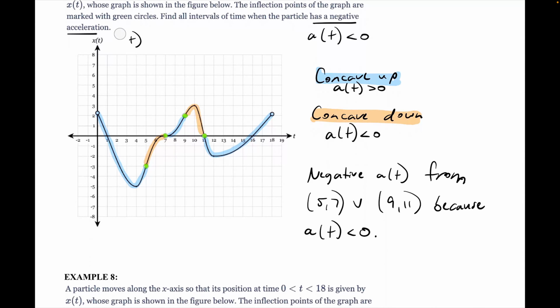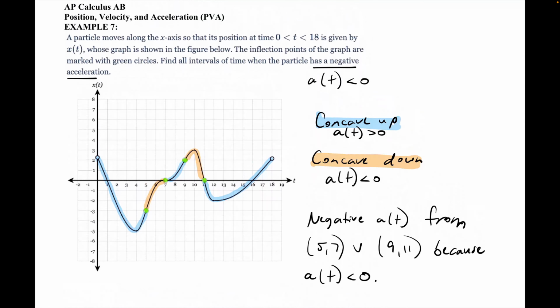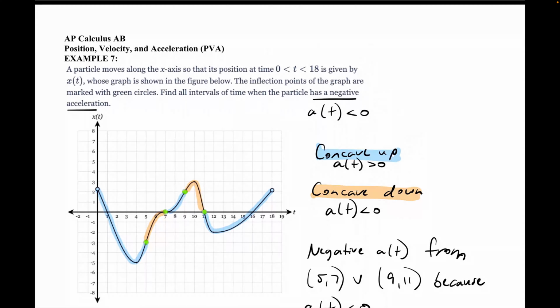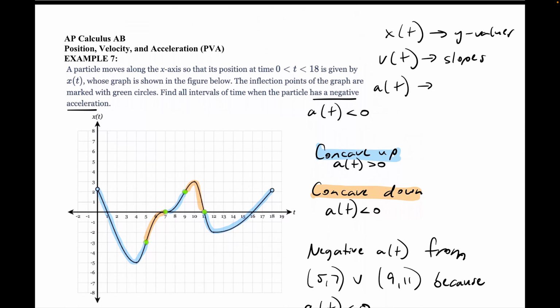If you're looking at what you need to look at, like if they asked me questions about position, I would just use the y values. If they were asking you if x of t is positive or negative, I would just look at the y values. Since this was first derivative, increasing, decreasing, right? Or slopes, positive or negative. And then on this one, it was concave up, concavity.